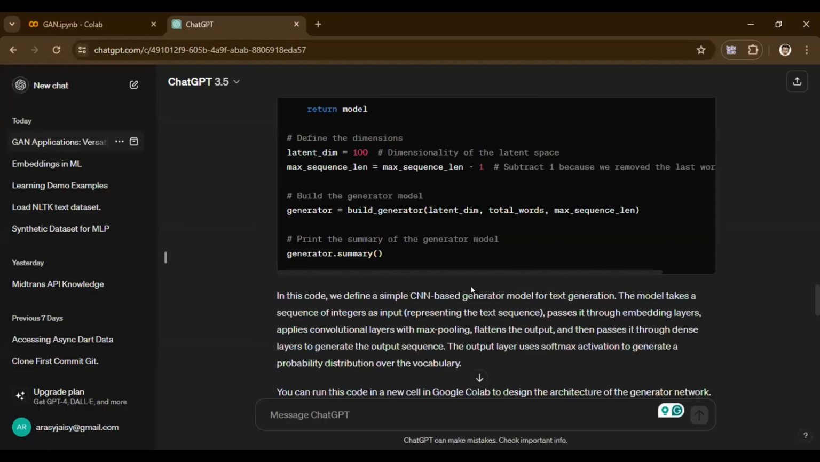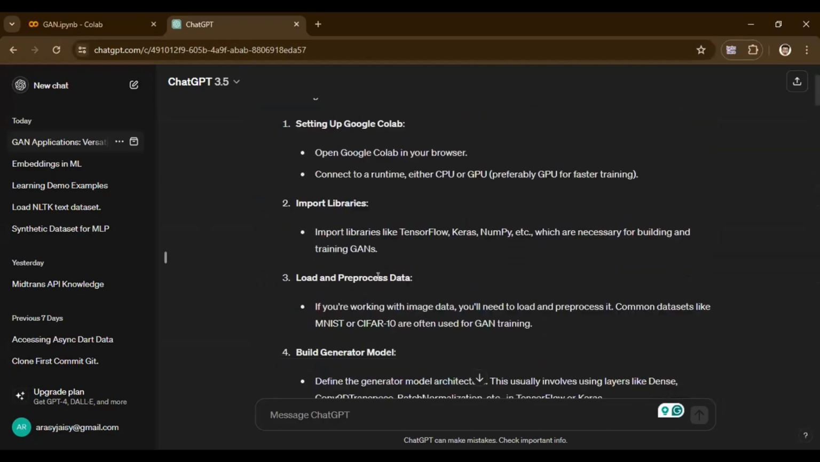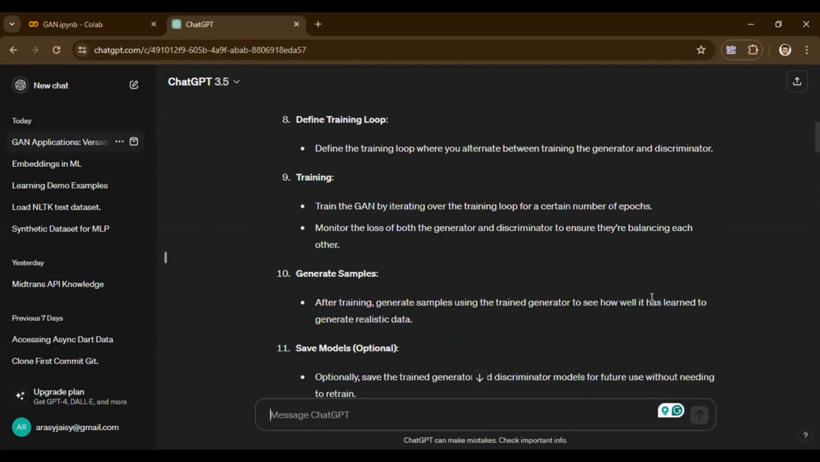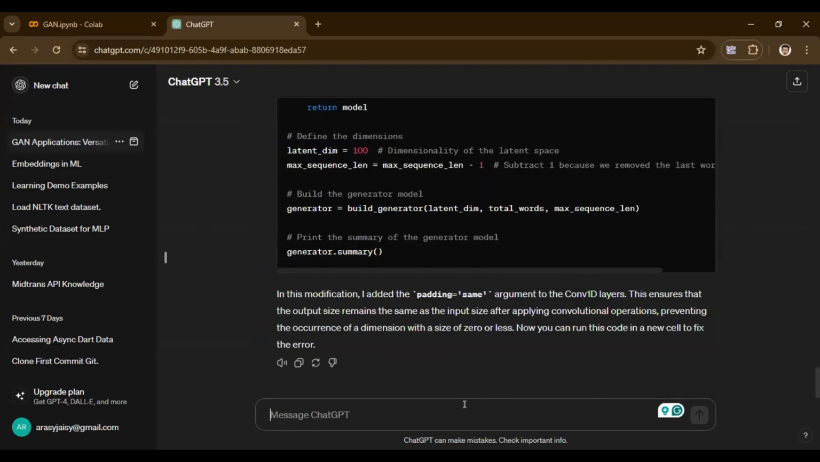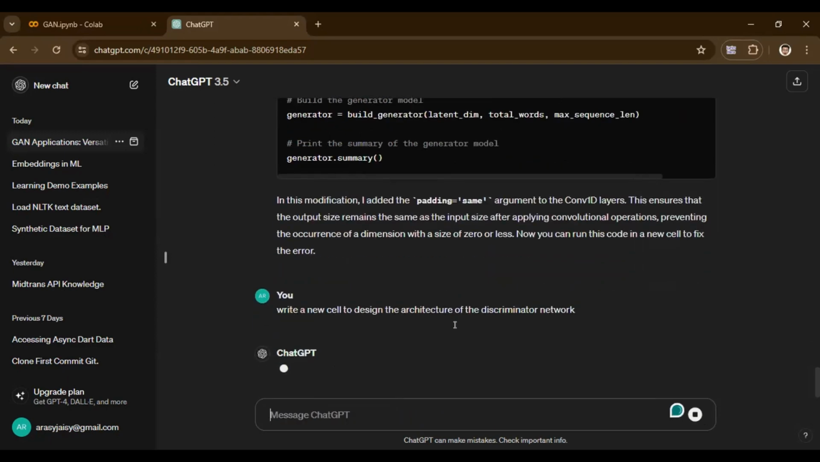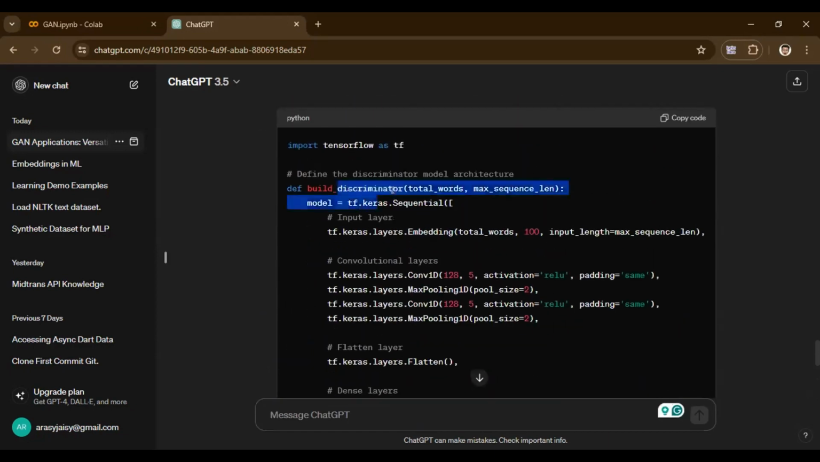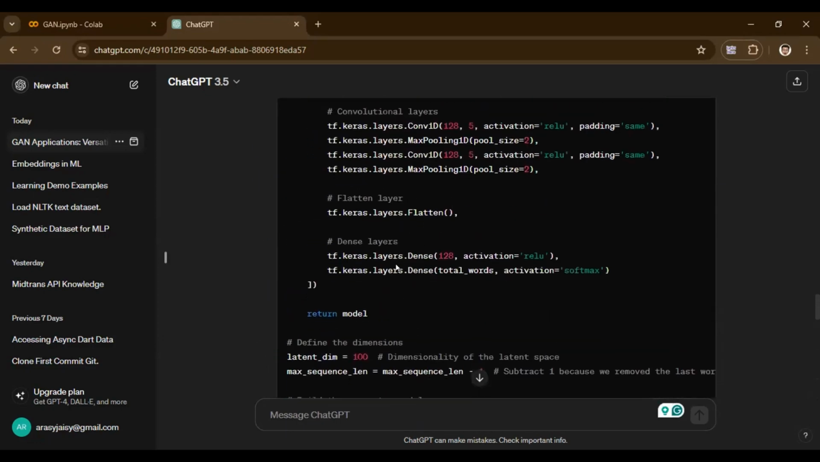And for the next step, as you can see in here, after we build the generator model, we will be creating the discriminator model. For the prompts, we can ask a similar prompt: write in Excel to design the architecture of the discriminator network. As you can see, it's quite similar, but this one will be the discriminator architecture instead of the generator.